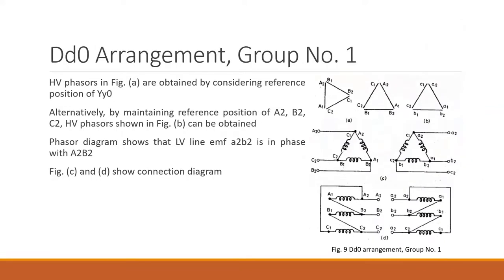In the case of DD0, meaning the delta-delta 0 arrangement, the phasor diagram is obtained considering the previous case, that is Y0. In this case, you can see that this one is your HV phasor and this one is your LV phasor. You can draw this phasor, and then it can be redrawn in this way. This is drawn just to maintain the reference position, so it is quite clear to you. Its connection diagram is drawn considering this. The input will be here A2, B2, C2, and the output for the LV terminal will be a2, b2, c2. So this arrangement is your DD0 arrangement, group number 1.